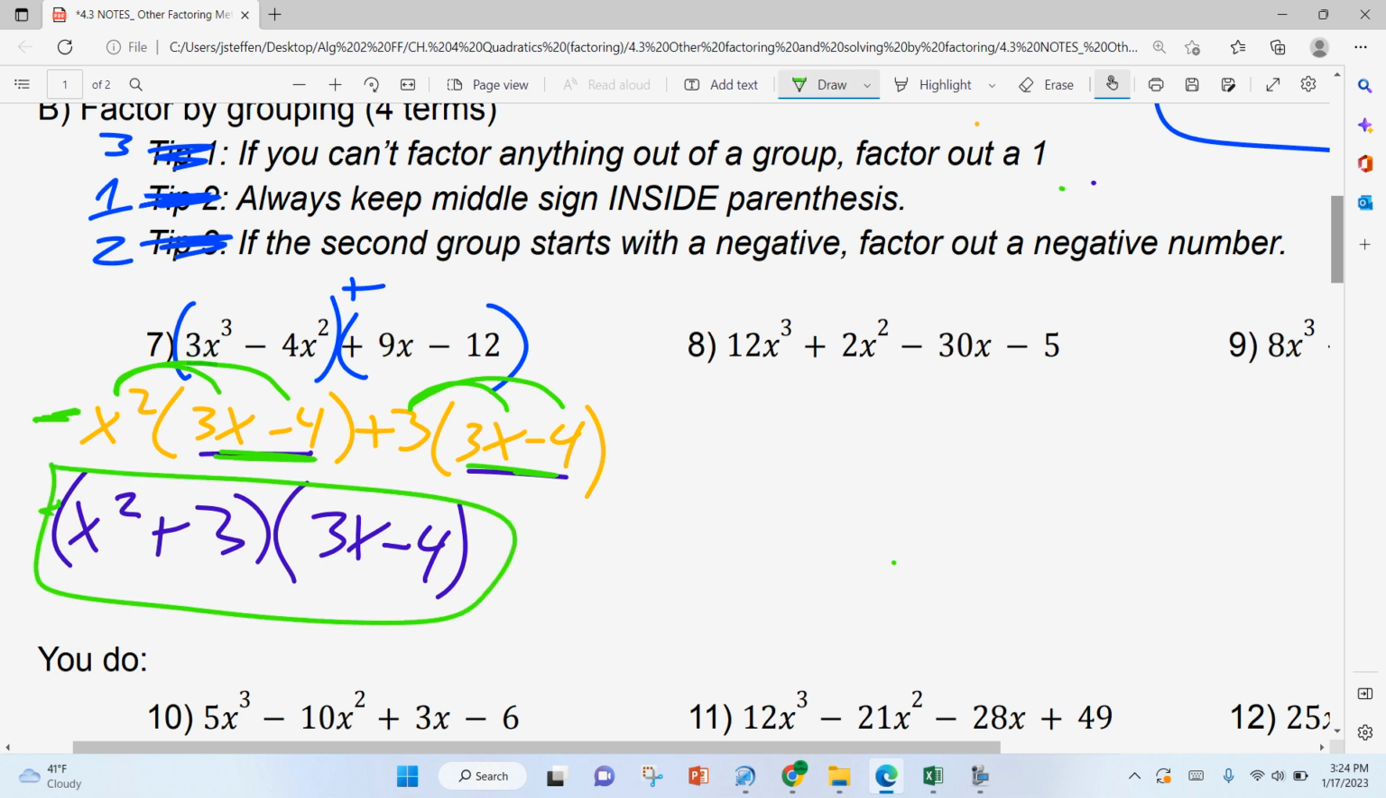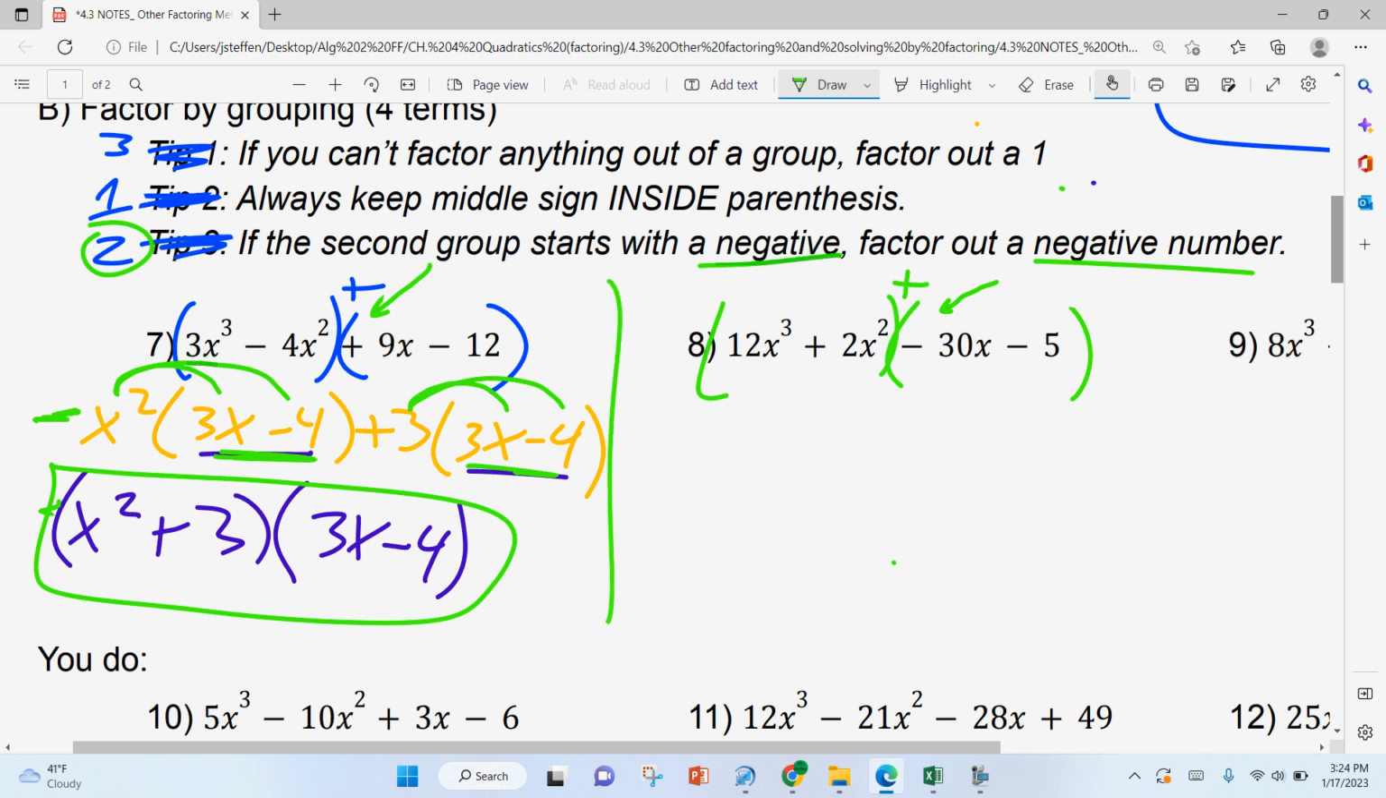So the next one's where you're actually going to use tip number 2. So tip number 2, when you draw this, first off, again, make sure that sign stays with the 30. If it's a plus like that last one, it's not really as important, but I always tell you guys to do that because if it's a minus, it's definitely important. So if that second group starts with a negative, that means you want to factor out a negative number.